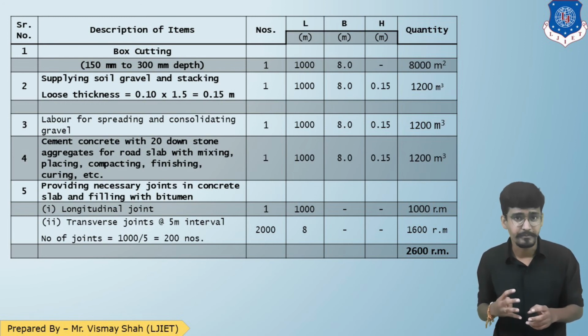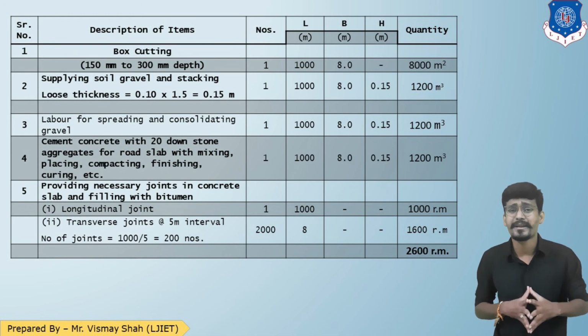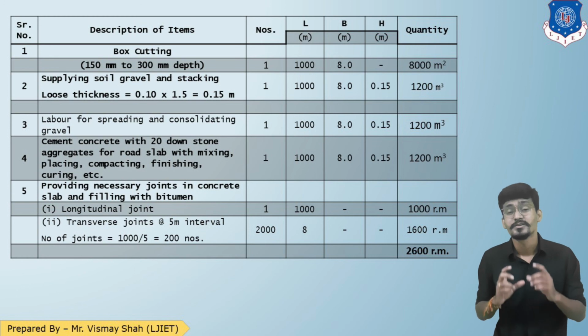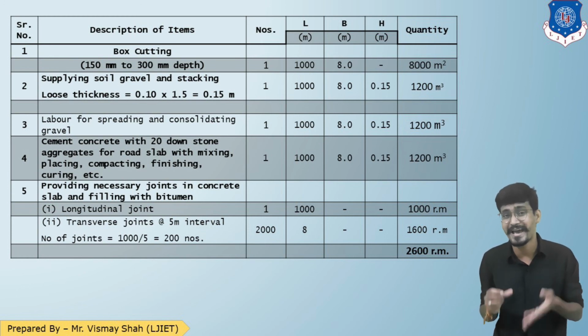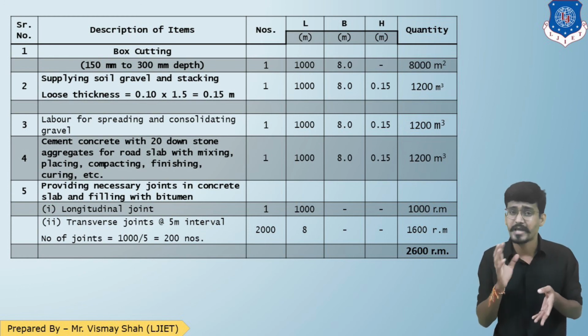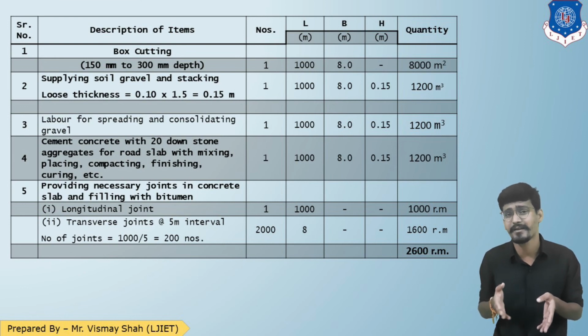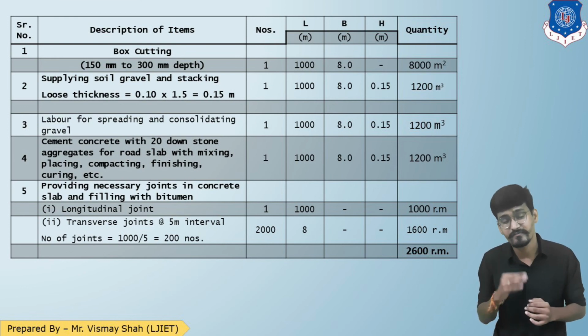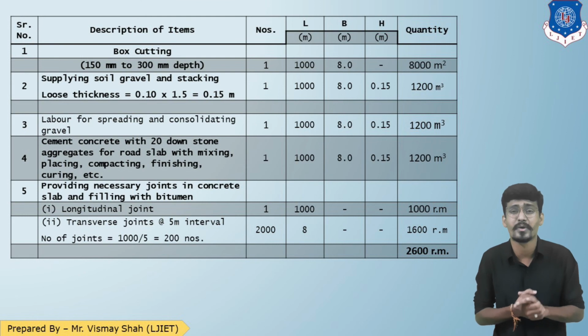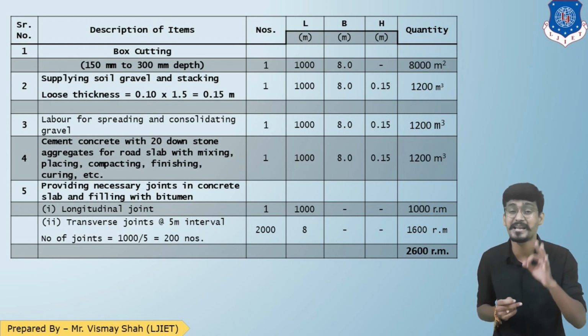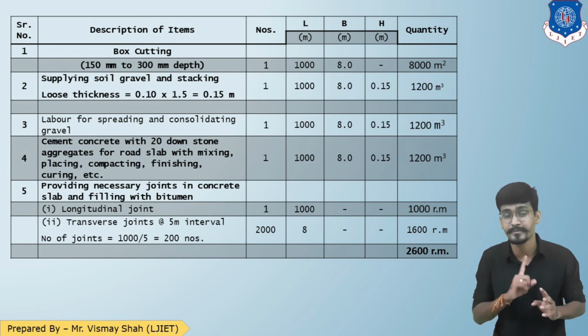Now the fourth one is cement concrete in the ratio of 1:2:4 with 20 mm downstone aggregates, including mixing, transporting and placing. Again students, this cement concrete is going to be there at a 150 depth, so 1000 meter, 8 meter width, and 0.15, again the same. So once again we'll get the quantity as 1200 meter square. Pardon me, 1200 meter cube. It is 3-dimensional, 1200 meter cube, not meter square.